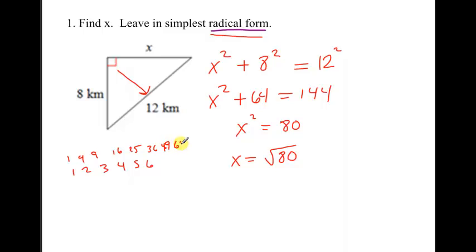49, 64, 81. So our square root of 80 is going to be in here. 64 doesn't go in. None of these go into it except for 16. 16 is my number I'm looking for. I'm going to change that to square root of 16 times square root of 5. 16 times 5 is 80. And then simplifying further, 4 square roots of 5. We're going to leave our answers just like that.